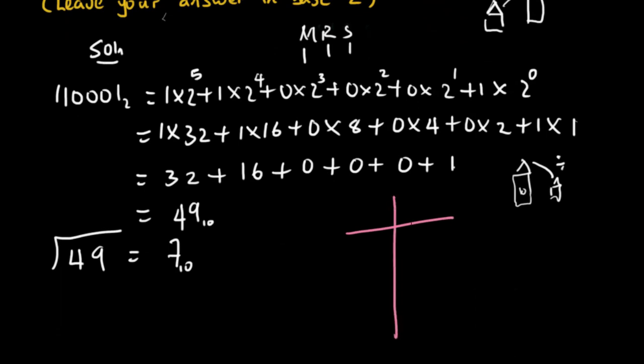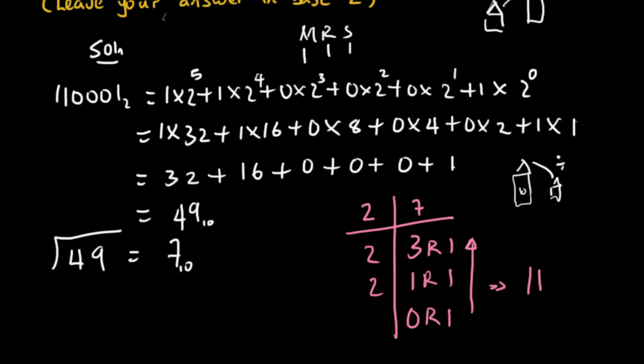So we have the conversion of 7 to base 2. 2 in 7 is 3, remainder 1. 2 in 3 is 1, remainder 1. 2 in 1 is 0, remainder 1. Bottom up. So it means that our answer is 111 in base 2. So the square root of 110001 in base 2 is 111.